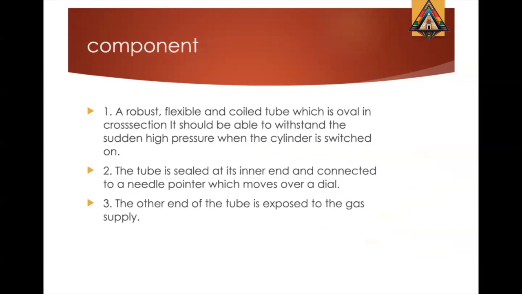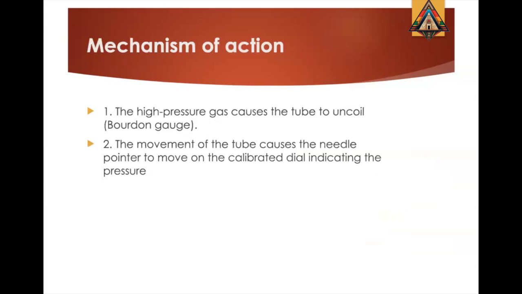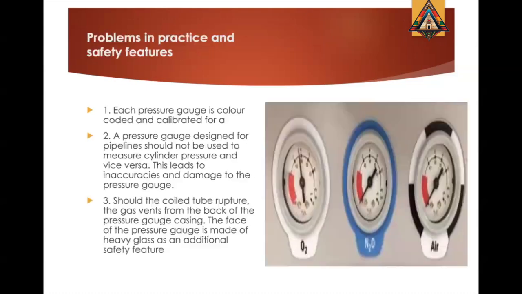The gauge is a robust, flexible coil tube, which is oval in cross-section. It should be able to withstand the sudden high pressure when the cylinder is switched on. The tube is sealed at its inner end and connected to a needle pointer, which moves over the dial with the pressure. The other end of the tube is exposed to the gas supply. The high pressure gas causes the tube to uncoil, this is the concept of the Bourdon gauge. The movement of the tube causes the needle pointer to move on the calibrated dial, indicating the pressure.